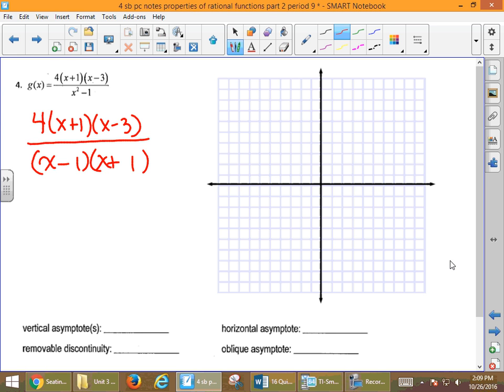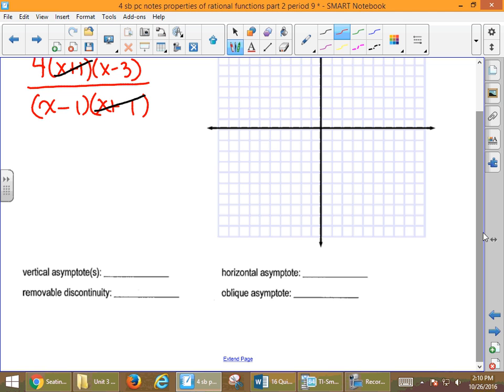And what we see on this problem here is that we have something exactly the same in the top and in the bottom of our function. We have an x plus 1. So when we cancel that out, that means that we're not going to have a vertical asymptote at that value. To find that vertical asymptote, we simply take the one that's still remaining and set it equal to 0. We can add 1 to both sides. We get x equals 1.